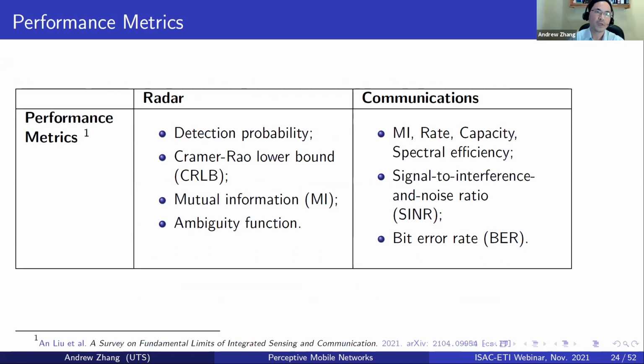Before we are able to do the joint waveform design, we need to understand the performance metrics for radar and communications. For radar, we mainly care about, for example, the detection probability. In terms of sensing parameter estimation, we're probably mainly interested in the Cramér-Rao bound. We also see some work on optimizing the mutual information. And in the radar community, the ambiguity function is also an important one. For communications, we care about bit error rate, signal to noise ratio, and capacity and rate, etc.